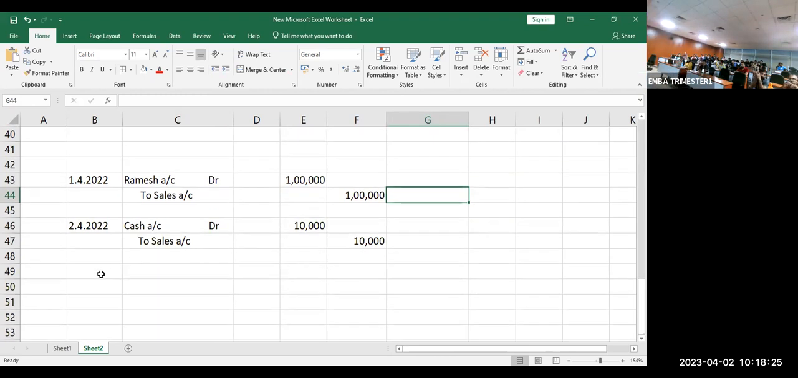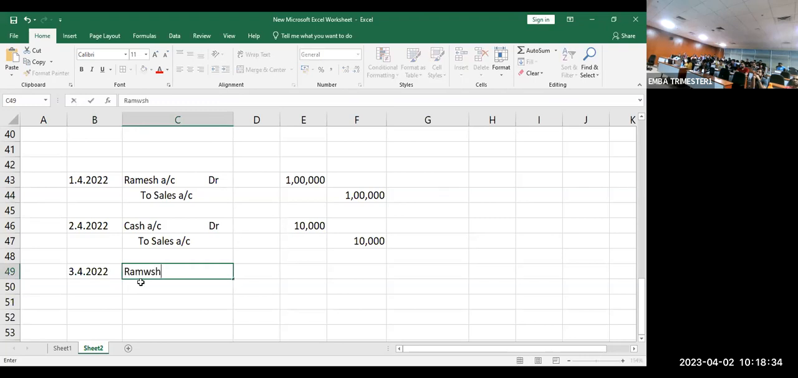Another day is coming to you. Listen. Another day, 3rd April, he comes to you and asks for some goods, and you are selling on credit. So Ramesh account debit. Listen, I am telling you, madam. So you are selling goods for 50,000 rupees. Ramesh account debit to sales account.